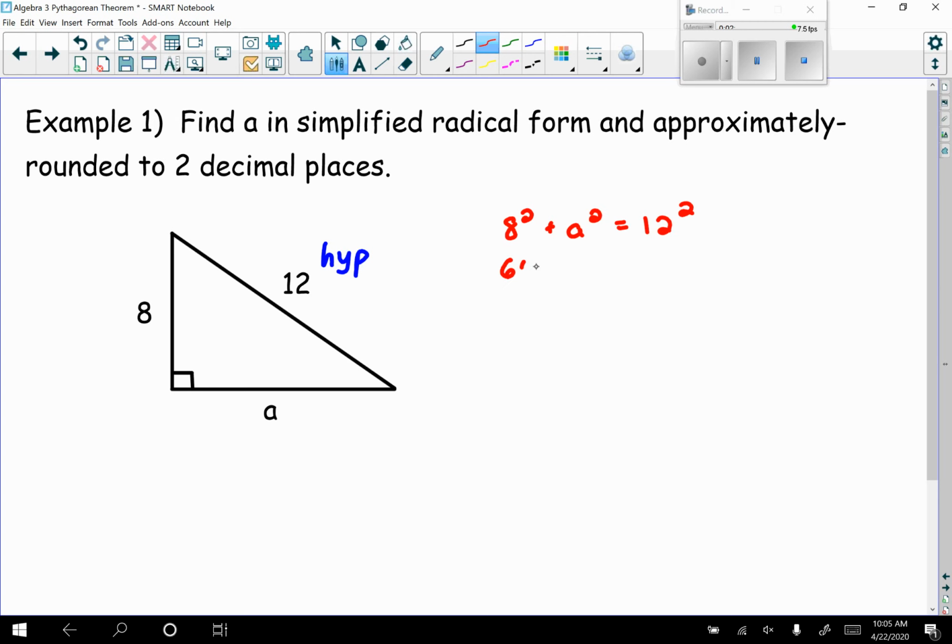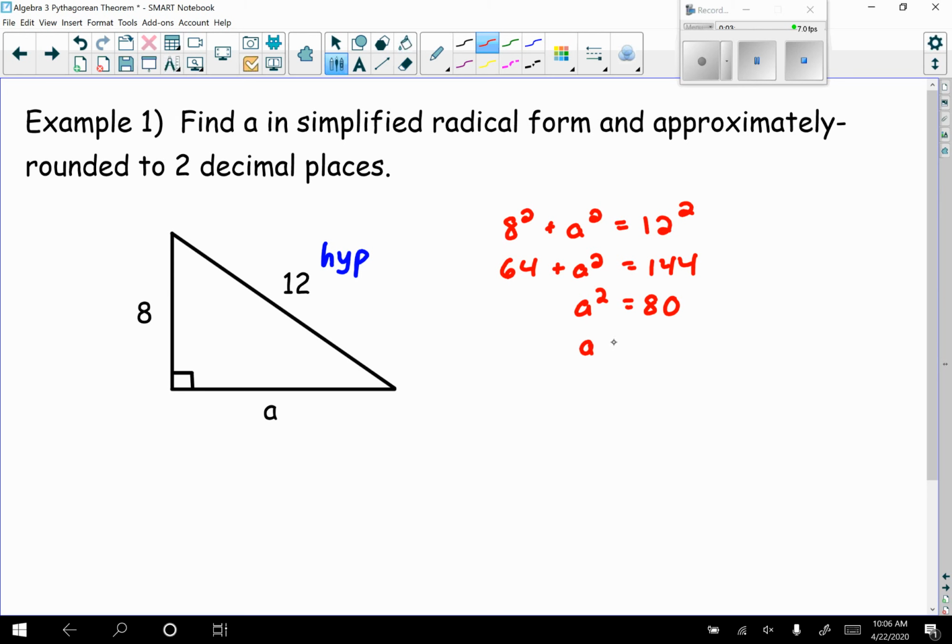8 squared is going to be 64. Then we have a squared, and then 12 squared is 144. We're going to subtract 64 from both sides, so we get a squared is equal to 80. And then the simplified radical form.